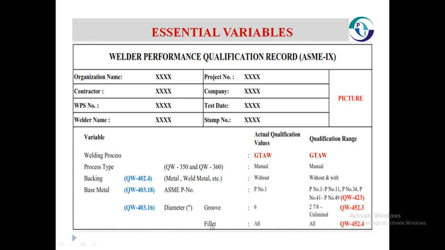For the fillet weld, if the diameter is 2-7/8 or more, then all fillet weld diameters will be qualified. If the diameter of the groove weld is less than 2-7/8 or 73 mm, then a separate test coupon should be prepared for the fillet weld as per QW 452.4.